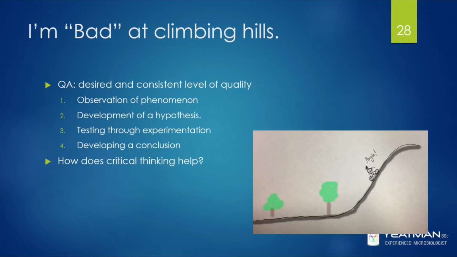Next up, I am bad at climbing hills. So, what's our quality assurance with regards to addressing why I am bad at climbing hills? I need to observe the phenomena, I need to develop a hypothesis, I need to test through experimentation, and in the end develop a conclusion. And again, I will sum up why critical thinking helps, or how it helps.